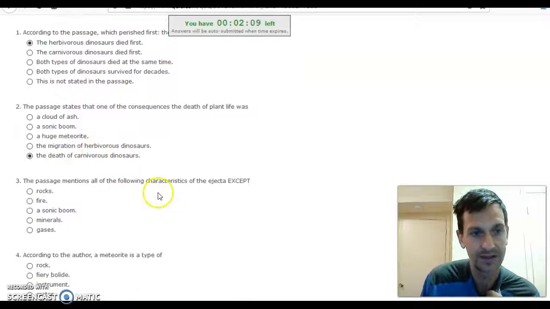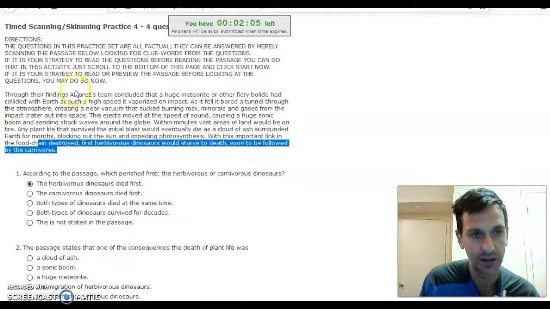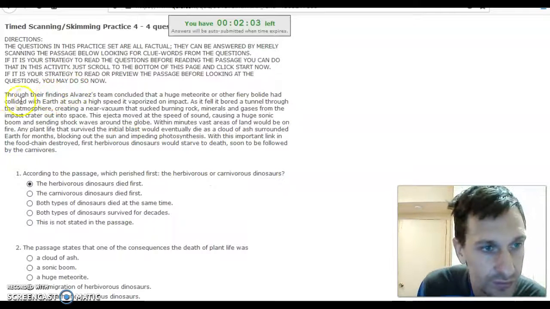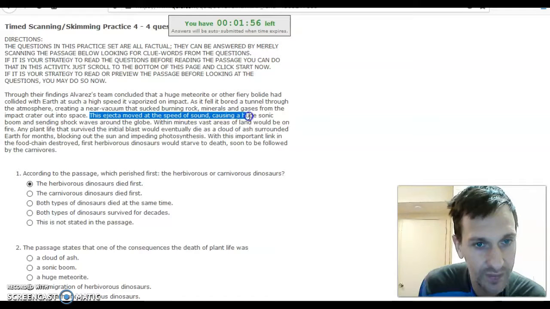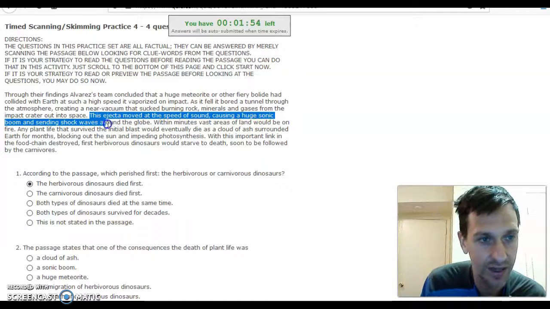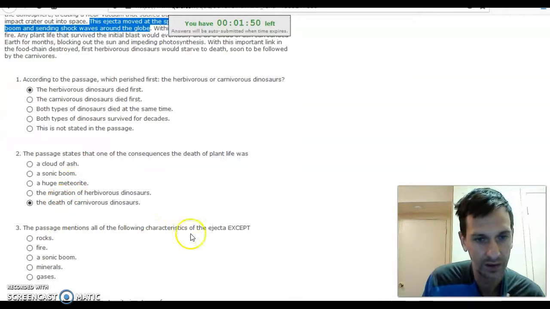All right, the passage mentions all the following characteristics of the ejecta except what? Let's look for the word ejecta. I'm scanning, looking, boom, there's ejecta. This ejecta moves at the speed of sound, causing a huge sonic boom and sending shock waves around the globe. All right, except a sonic boom.